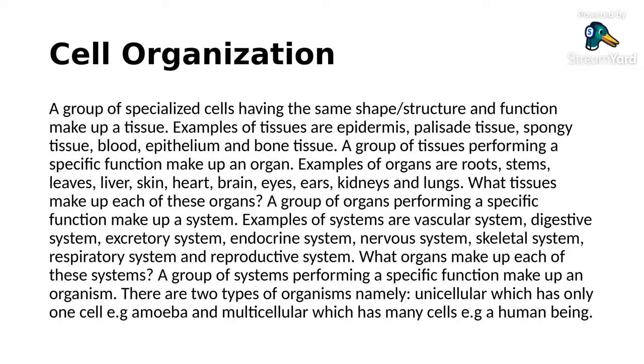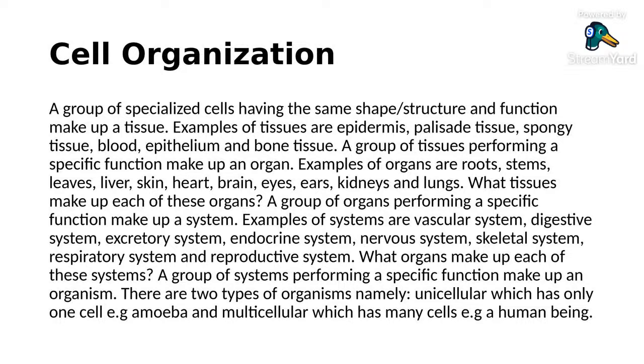Now, let me read that again. What tissues make up each of these organs? There's a question here. They're asking us, for example, what tissues make up the leaves? What tissues make up the liver, the skin, and the like? You can do your own research and then let me know. What tissues make up the roots? What tissues make up the stems? You can do your own simple research and let me know what you find. Otherwise, a group of tissues make up an organ.